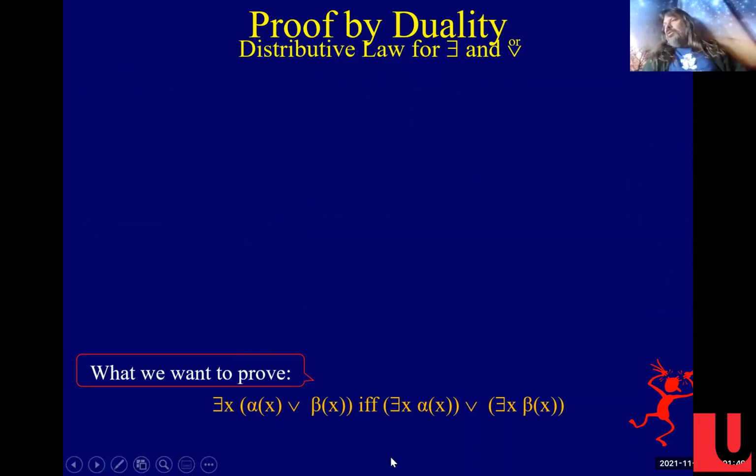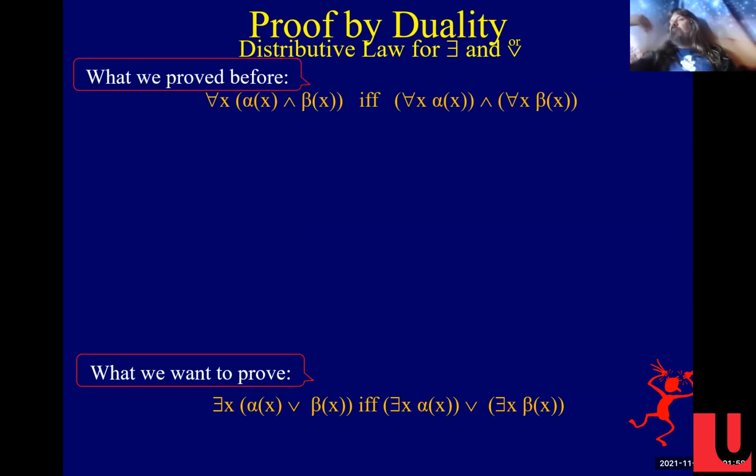One of the things that we proved by cases last time was this statement down here. And one thing that we proved a number of times before that was this statement over here. This one is distributing the for all into an and, and this one is sort of distributing the exists into the or. What we're going to show now is that if we know that this one's true, then we know that this one's true.